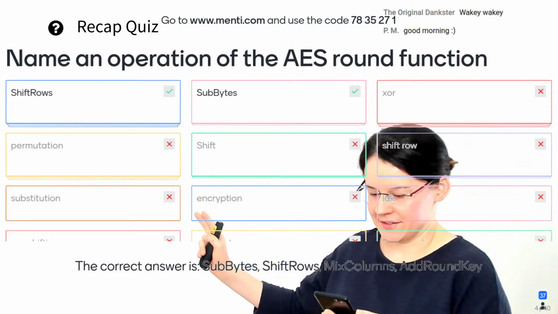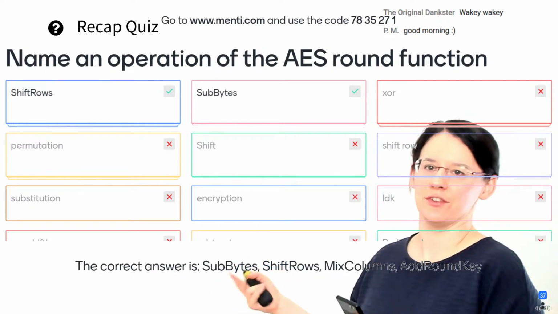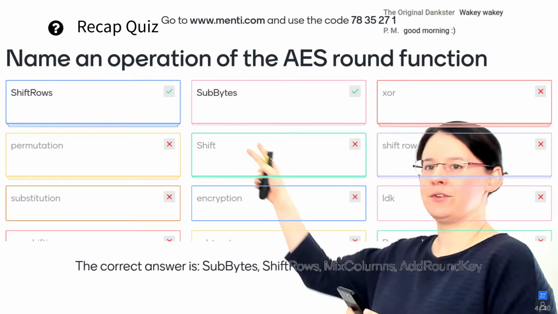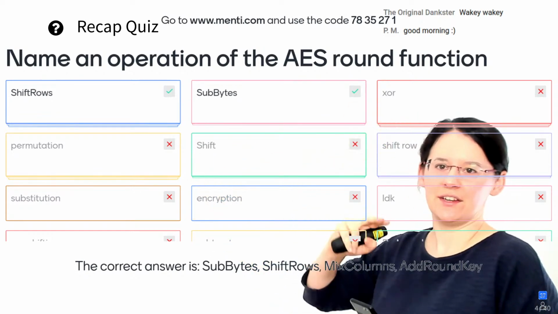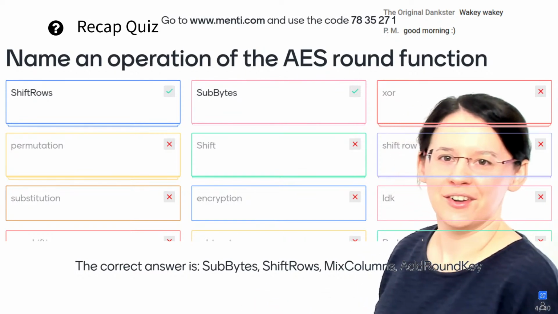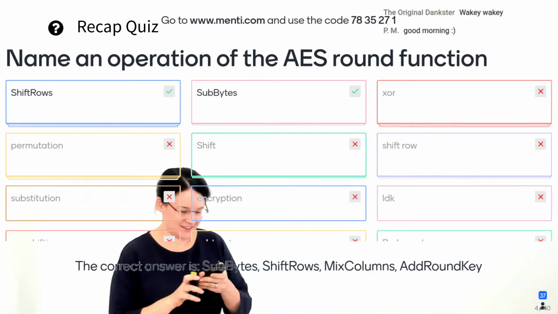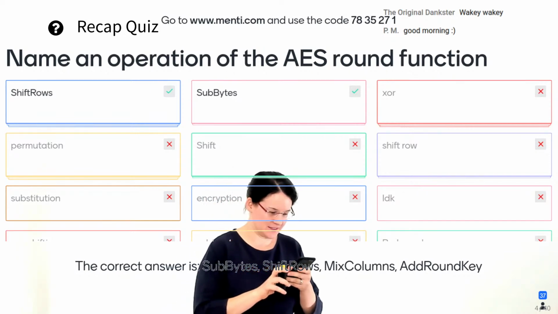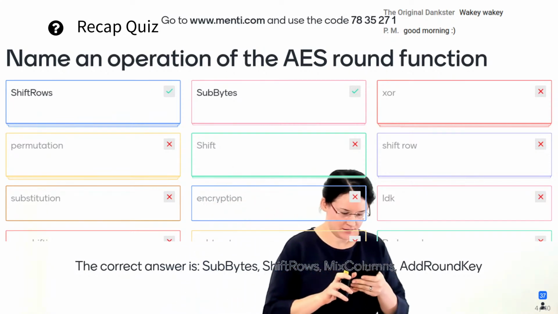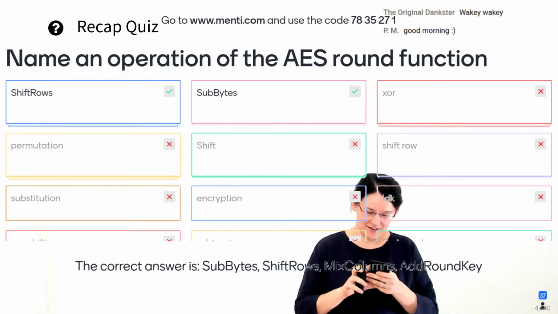Then we have here substitution, which is also a correct description of what the SubBytes step does, but just not its name. But it's very good, I think, that many of you remembered the individual functionality of the steps, if not the actual names. And then, of course, we have things like, well, not knowing, no idea. Encryption is the purpose of the full thing. It's a pity that I can't see all of the answers here, I think. I can see them on my phone.